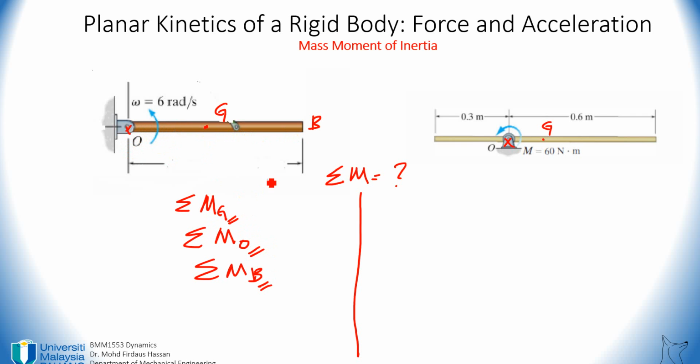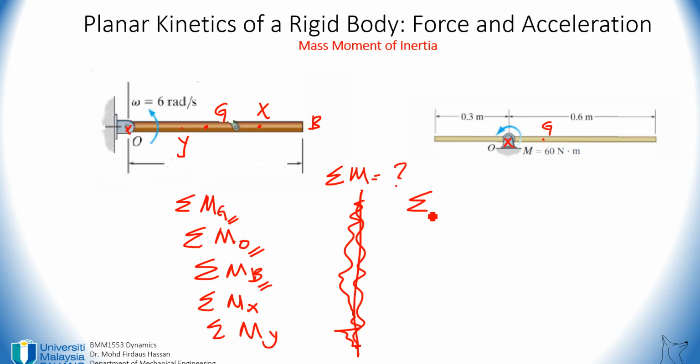You can choose, for example, the summation of moment at a point here. For example, let's say this point X. You can choose the summation of moment at point X. Okay, that's the first thing. You can choose any point to calculate the summation of moment, as long as it lies on the rigid body. You can choose point, for example, point Y here, and take the summation of moment at point Y.